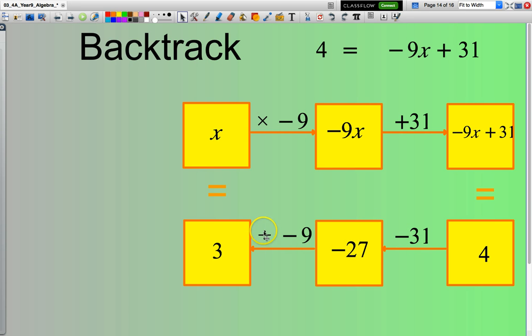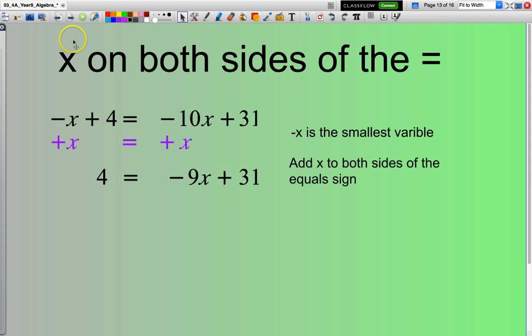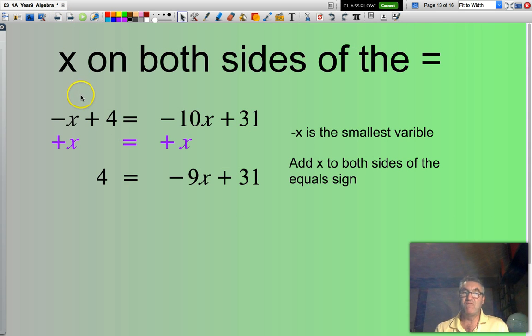Then I need to divide by negative 9. The reason I divide by negative 9 is up here, I multiplied by negative 9. So negative 27 divided by negative 9, that equals 3. And I can just verify that. Negative 9 times 3 is negative 27 plus 31 equals 4. And if I wanted to, I could put that value of 3 in here, and you would see that that side of the equal sign would equal that side. So I'll let you do that if you wish.